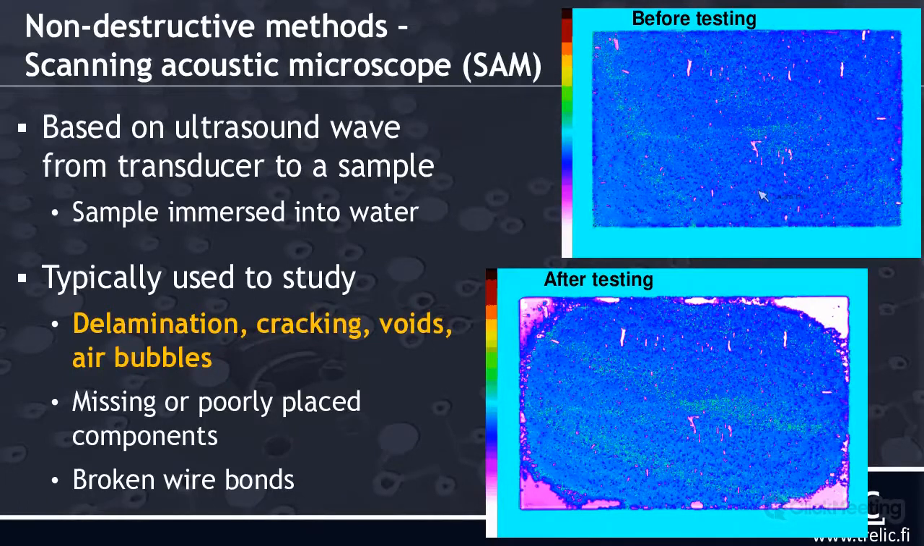So this is before testing, the upper picture, and the lower picture is after testing, and the white area shows us where the delamination has occurred. So this is one of the uses. We can also see quite often cracks, voids, air bubbles, without destroying the sample. So we can analyze, for example, during the testing, how delamination occurs in packages and so on. So this can be a very useful method.